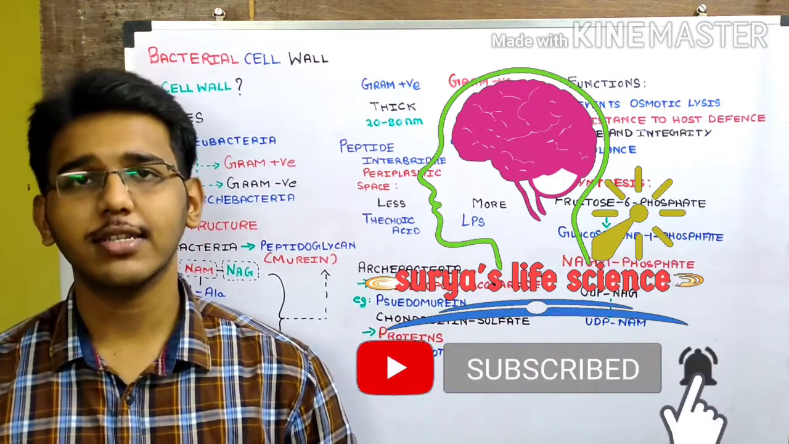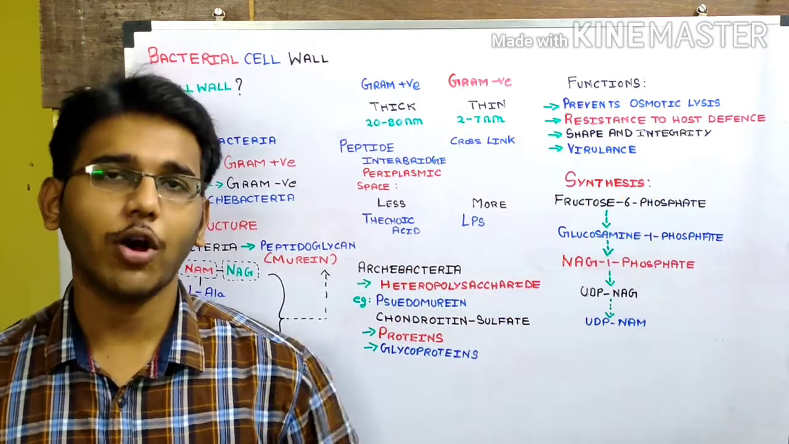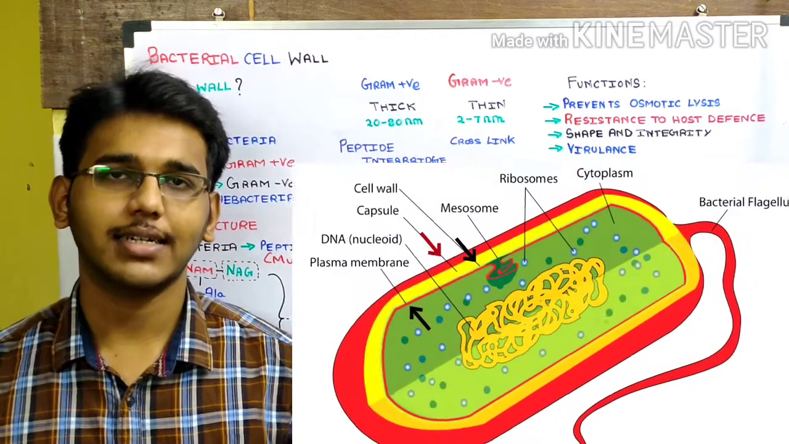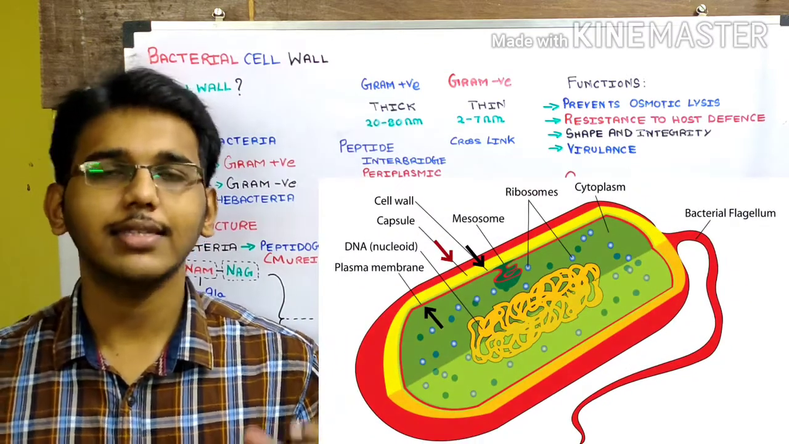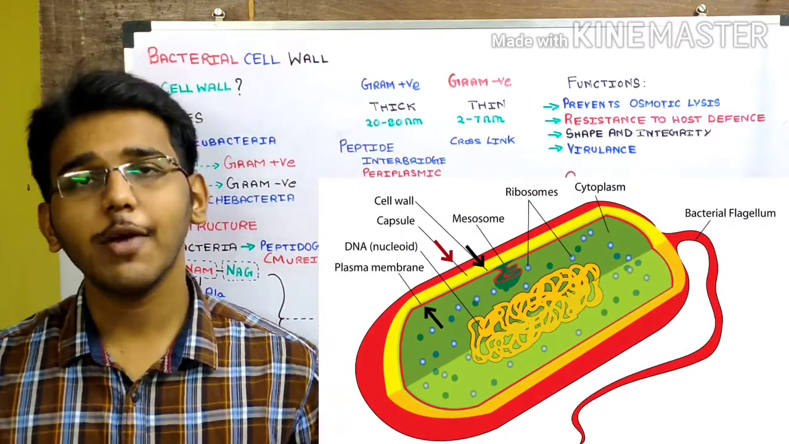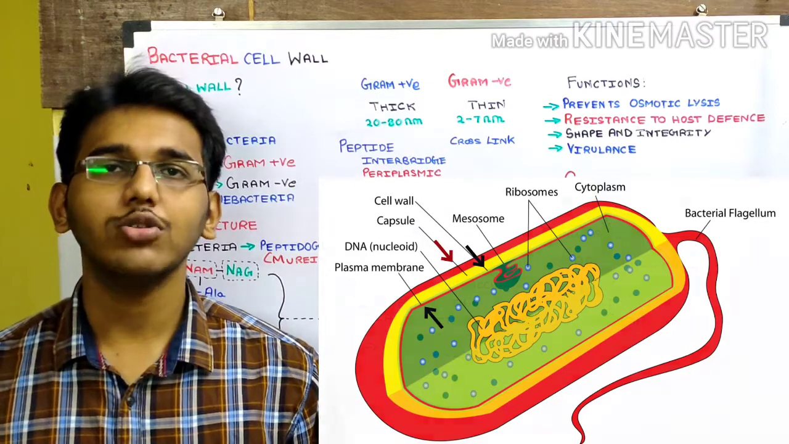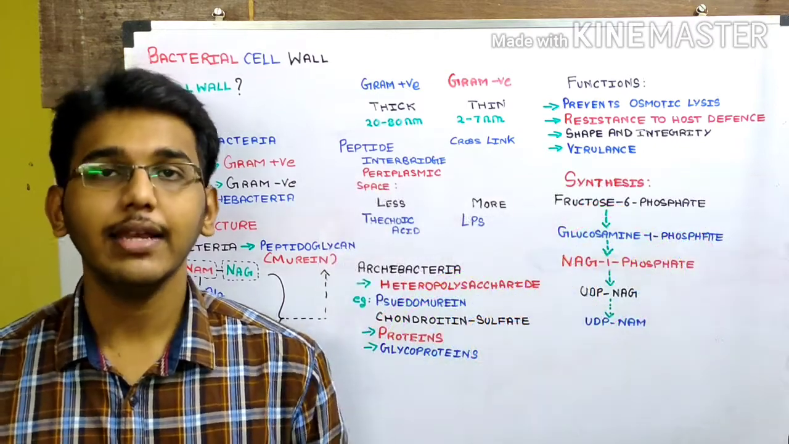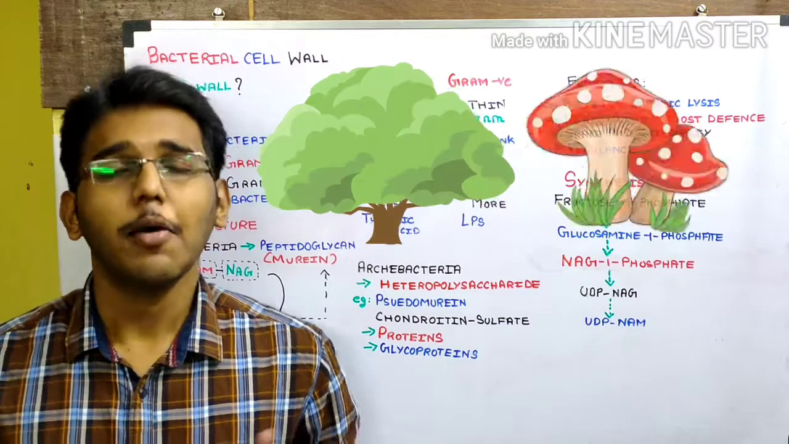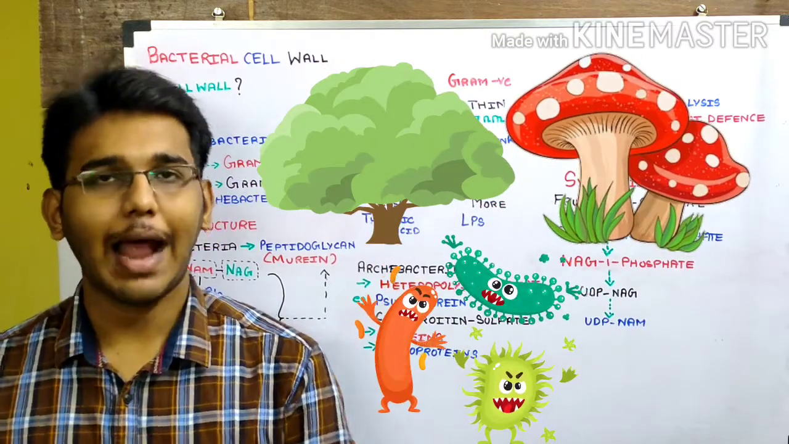Today in this video we are going to discuss the bacterial cell wall. So first of all, what is a cell wall? A cell wall is nothing but a rigid layer made up of polysaccharide present outside the plasma membrane in cells of organisms such as plants, fungi and bacteria.